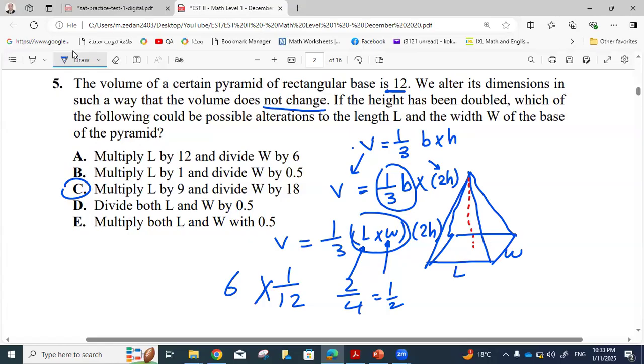Multiply l by 9 and divide width by 18, because 9/18 is actually half. And this one will balance the doubling of the height to maintain the volume unchanged. So the answer here is C, but of course B is incorrect. Multiply by 1 and multiply by 1 is no change, but divide by half means you multiplied by 2.